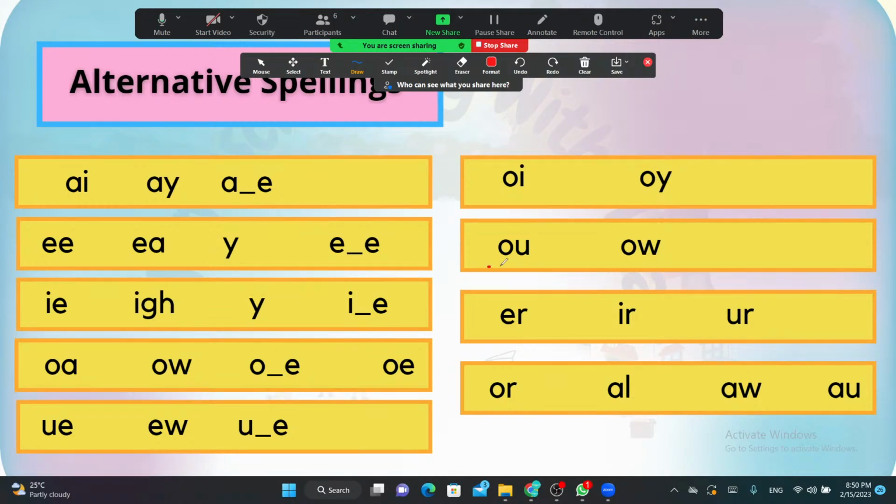Now the most trickiest thing, ou, ow, and ow, ow. Please mute again. Please mute yourself.